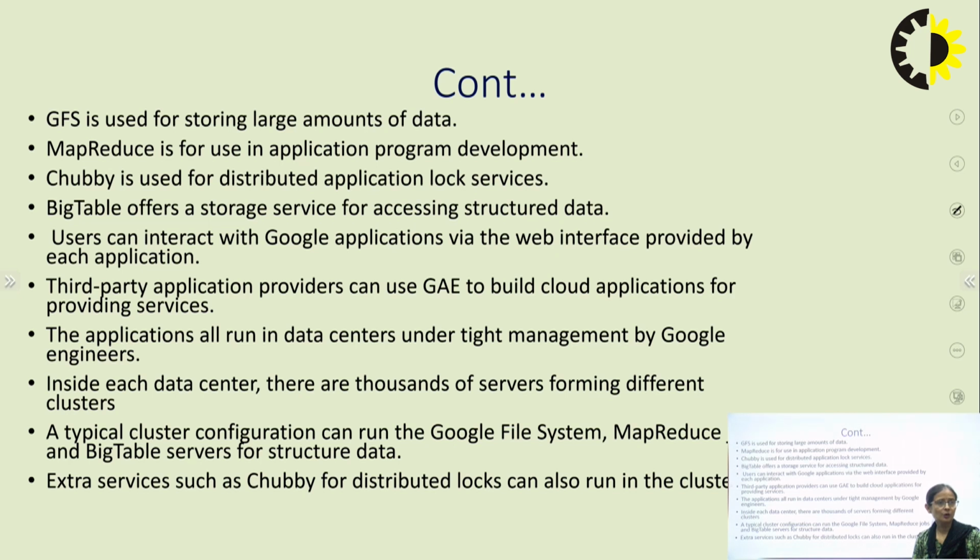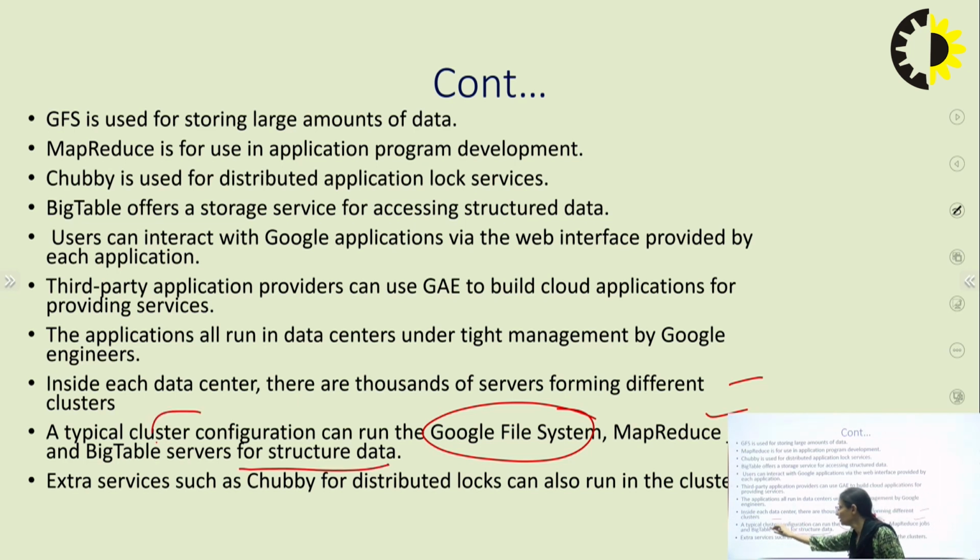The applications all run in data centers under tight management by Google. Inside each data center, there are thousands of servers, and these servers may be forming different clusters. So a typical cluster configuration can run the Google file system. Each cluster has a Google file system running on it. Similarly, MapReduce jobs are running on a single cluster. Bigtable servers for structured data are also running in this. So when you connect to the Google App Engine, you are connected to a typical cluster.